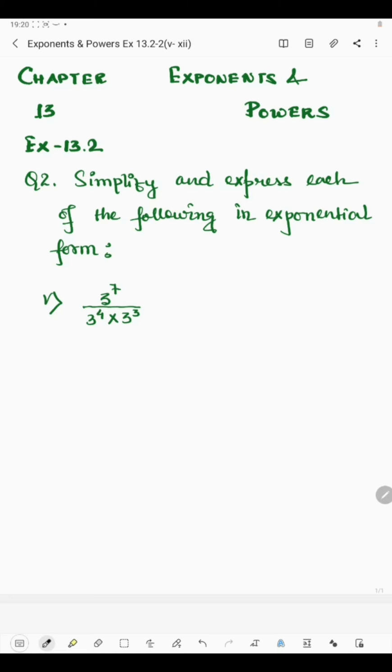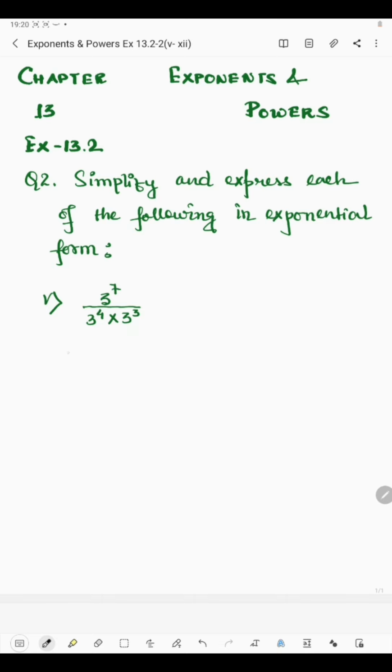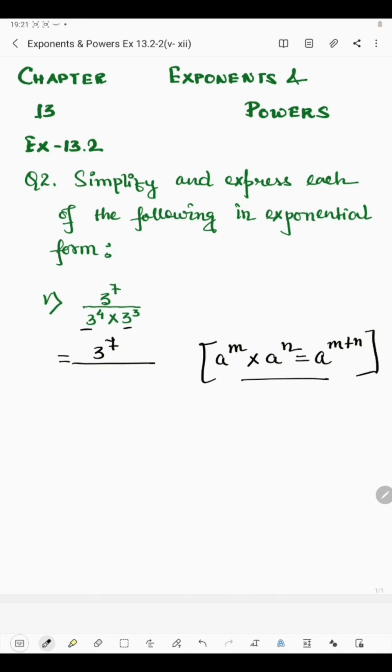In the fifth part we have 3 raised to the power 7 divided by 3 to the power 4 multiplied by 3 to the power 3. Now here we can see that we have the same base and in between a multiply sign is there. That means if there is the same base and a multiply sign in between, then the powers are added. So it will be a to the power m plus n. So here 3 to the power 7 will remain the same and in the denominator we will apply this law.